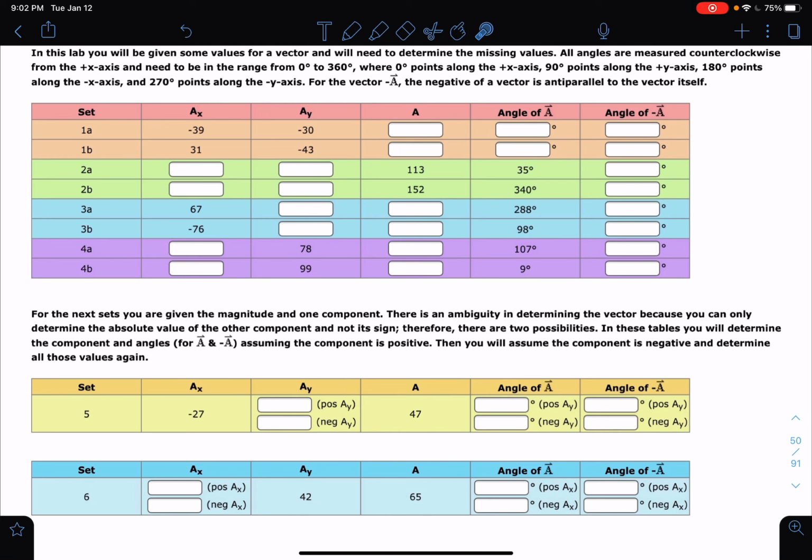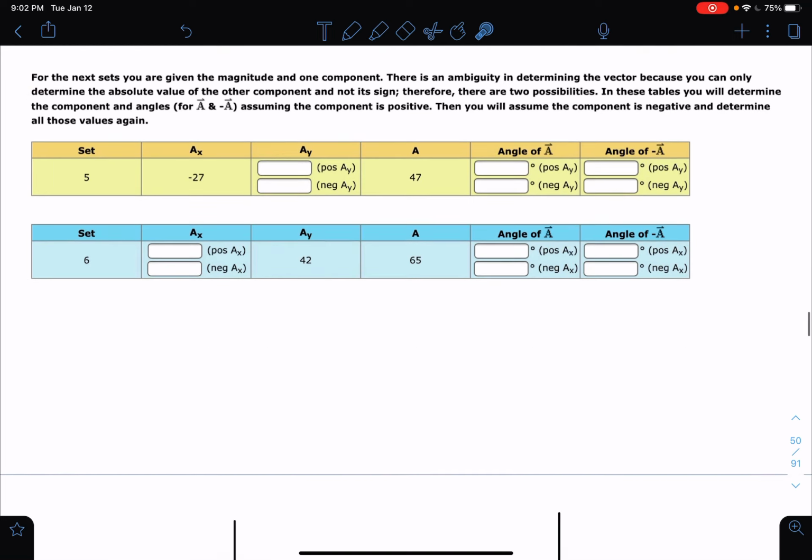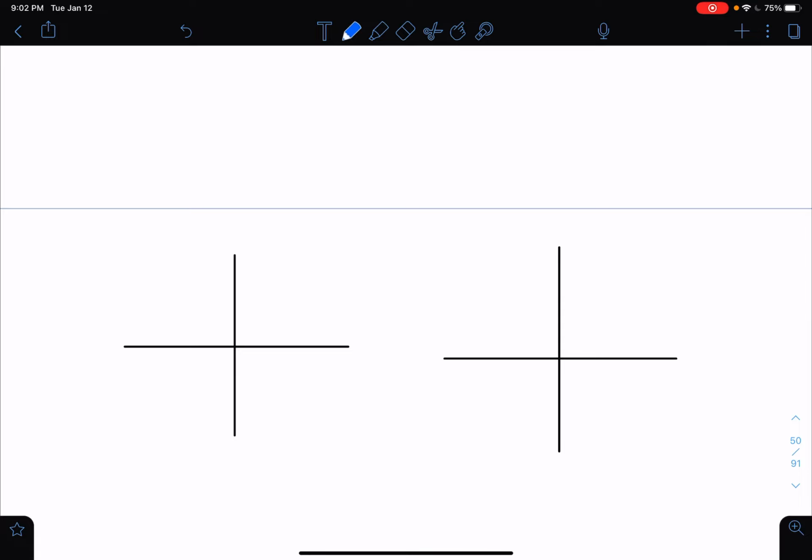I'm going to do a few examples, showing you how to go through and do this. I'm going to start by looking at 1b. In 1b, I'm given the x component and the y component. I need to find the magnitude and the angle. So my recommendation is start by drawing the vector. This vector is going to be in the fourth quadrant. It's got a positive x, negative y. That's the fourth quadrant. So I'm going to go down here, and I'm going to draw my vector.